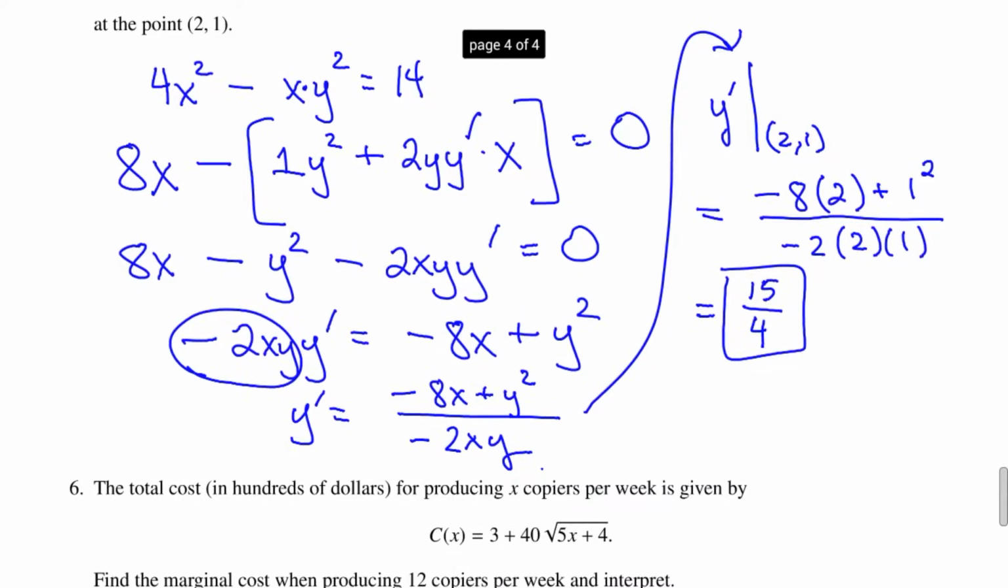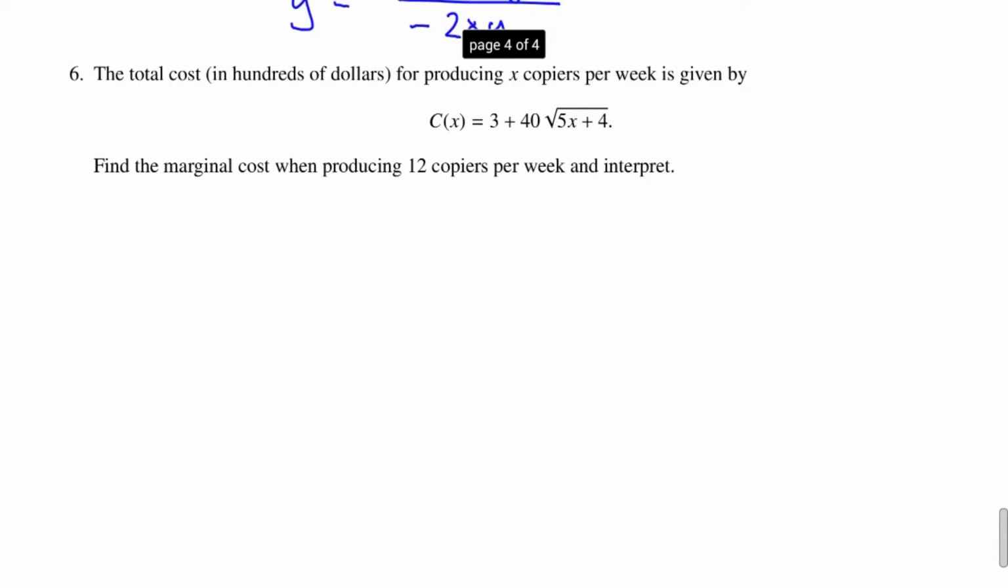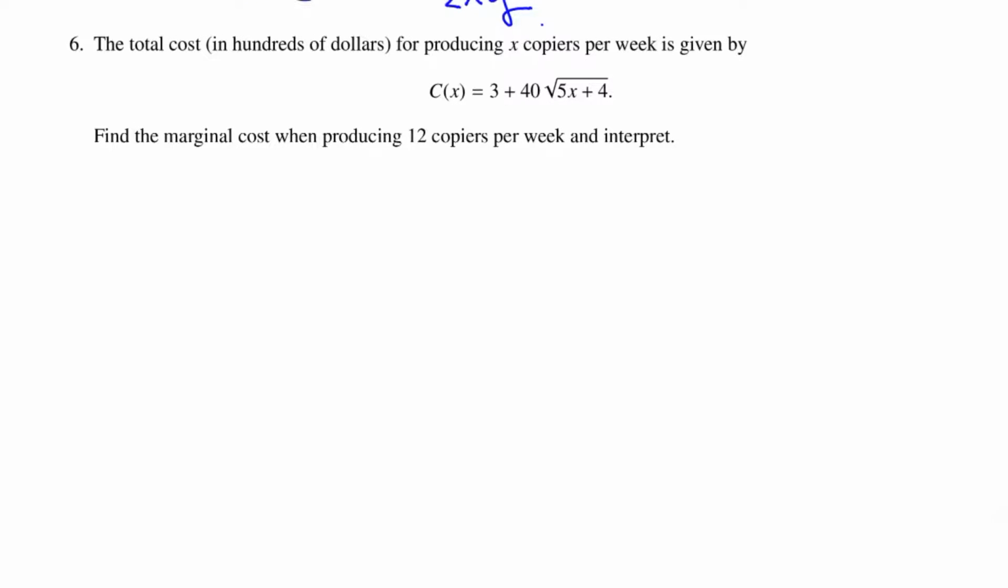Question 6. The total cost in hundreds of dollars for producing x copiers per week is given by C(x) = 3 + 40√(5x + 4). Find the marginal cost when producing 12 copiers per week and interpret. So marginal cost is found by taking the derivative of the cost function.